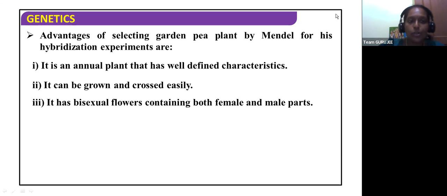He'll not get a true breeding line. Obviously, when the flowers are unisexual, they are going to be cross-fertilized. Obviously, they don't have self-pollination at all, right? It's cross-pollination when it's a unisexual flower, yes or no? You didn't all get my point, right? Why did he choose a bisexual flower?